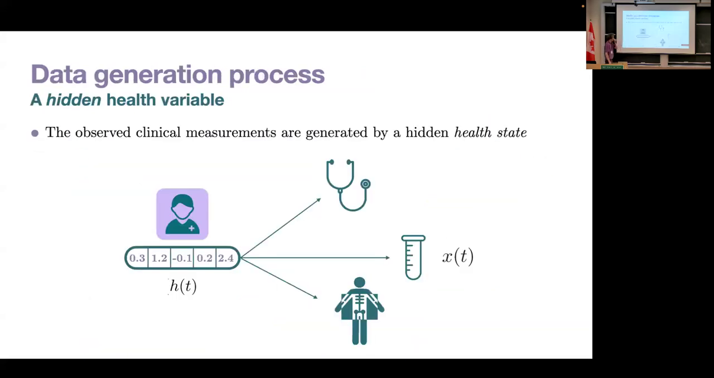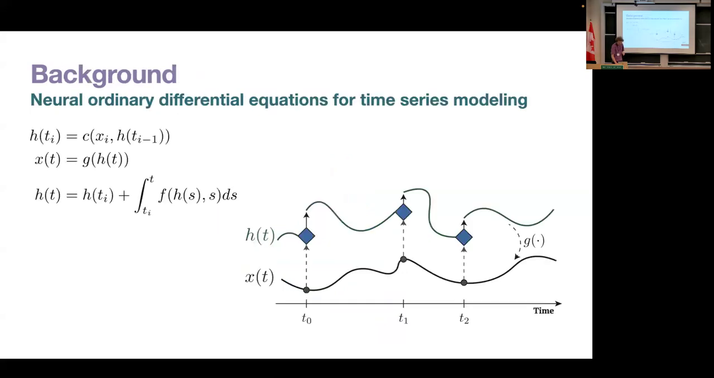And the way we're going to model this is that we're going to assume that this patient signature is a hidden health process of that patient. And all the observations that we get are realizations of measuring that hidden representation. One model that has been quite successful at modeling this type of thing is neural ordinary differential equations, which we have heard also during other talks.